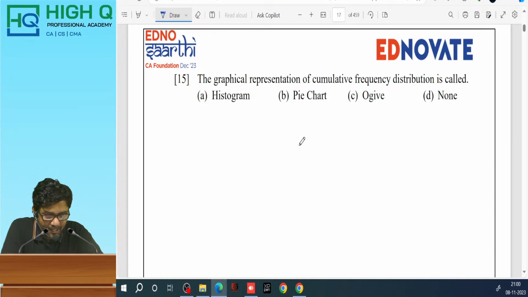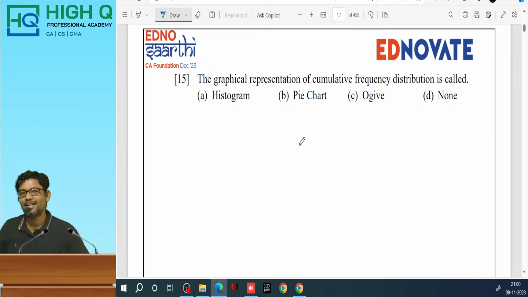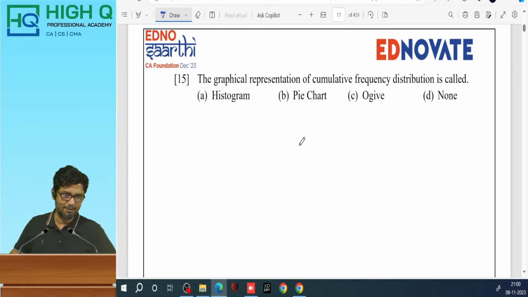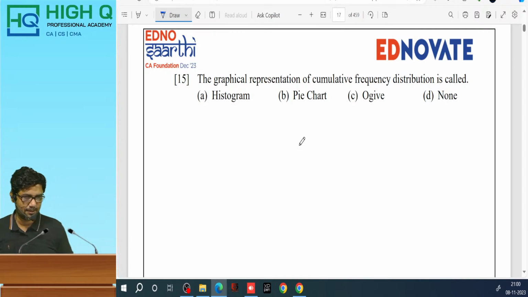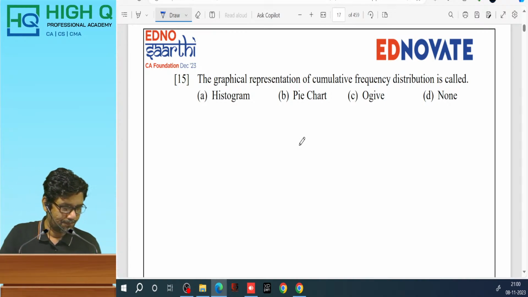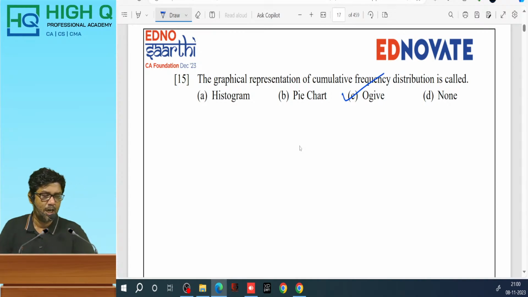The graphical representation of a cumulative frequency distribution is called? Again, my dear, you can give the answer. Very good. I think almost everyone is giving me the answer. My dear, don't think this is the way questions come in the examination. In exams, questions are asked in this way only.